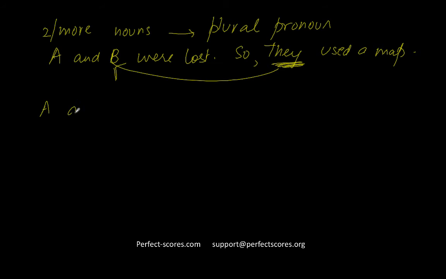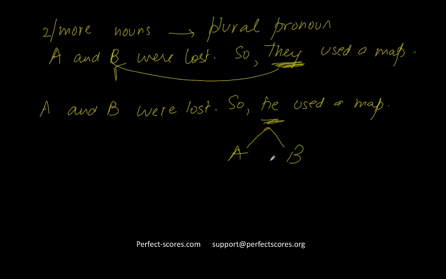Because let's suppose you wrote a sentence that says A and B were lost. And then you write, so he used a map. Now, first of all, you're referring to only one person. Maybe that's true, that only one of them used the map and the other person did not. But in this case, if you use he, it's not clear. Are you talking about A or are you talking about B? So over here, the pronoun becomes very confusing, and this is actually a problem that is called pronoun ambiguity. That means the pronoun gives you two different meanings. It makes it more confusing. So you have to be very, very clear.